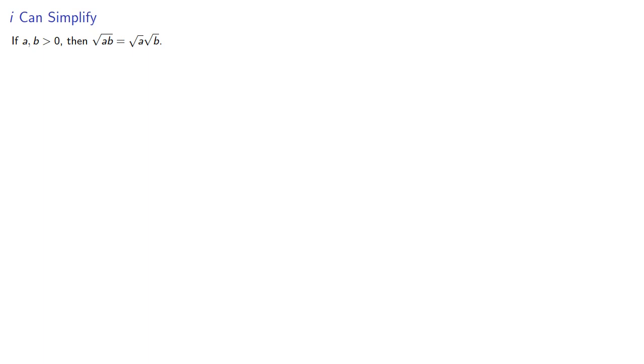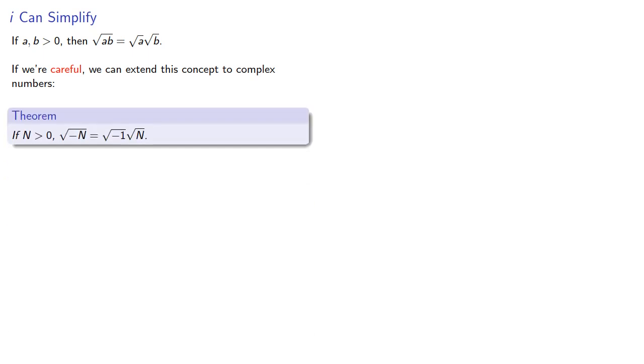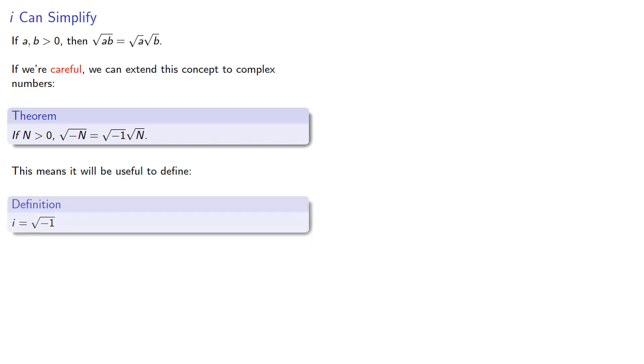If a and b are both positive, then the square root of ab can be rewritten as the square root of a times the square root of b. If we're careful, we can extend this concept to complex numbers. If n is greater than 0, then the square root of negative n is the square root of negative 1 times the square root of n. This means it will be useful to define i to be the square root of negative 1.